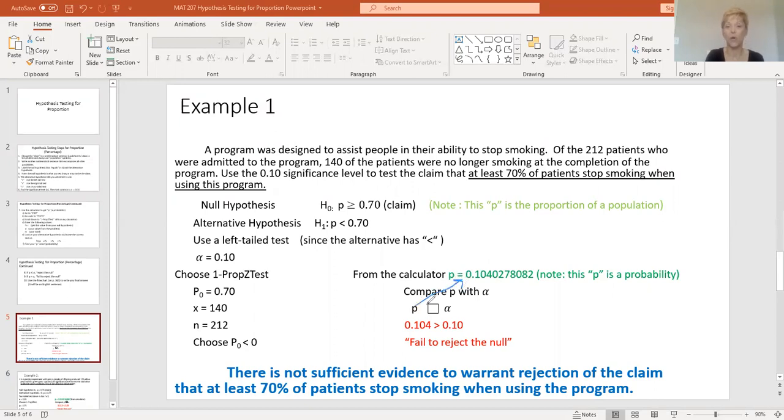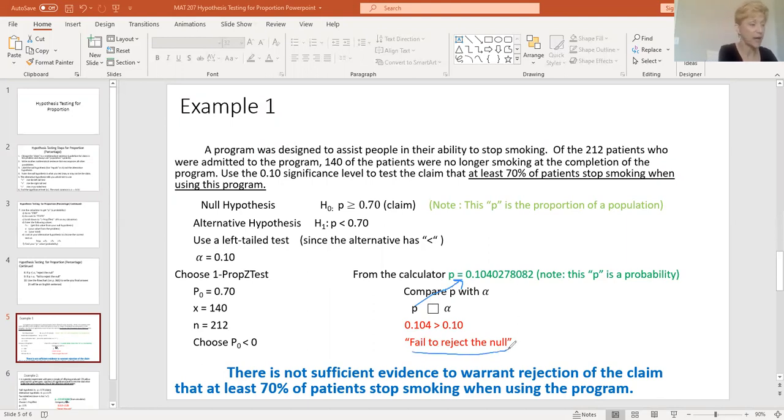So you always write down P and put a box and put alpha. And then you fill them in. What was your P? Your probability was this number. I just rounded to about 3 decimal places. And then my alpha is my significance level over here. Now you've got to make this sentence true. What is 0.104 compared to 0.10? This number is a little bigger than that number. And look at what your steps say. If your P is greater than alpha, then you failed to reject the null. So that's why I wrote failed to reject the null.